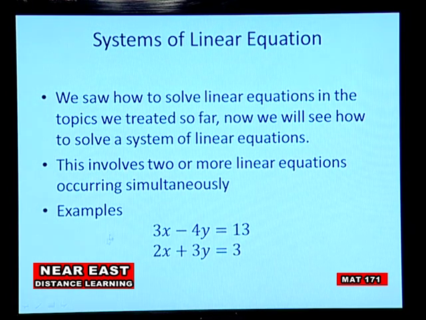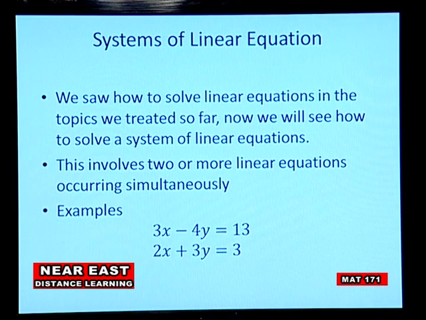So now, examples. This is an example of a system. If you look at it, I have 3x minus 4y equal to 3 and 2x plus 3y equal to 3. This is two equations, two unknowns. So this is an example of a system of linear equations. It consists of two linear equations.